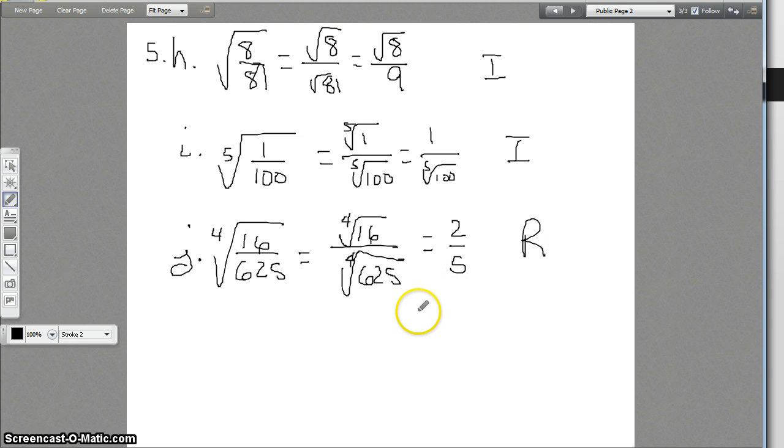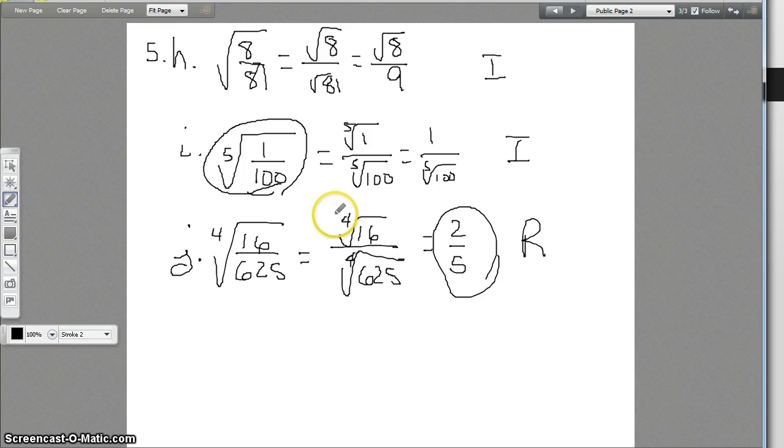So for number 5, which is just like number 12 that I assigned as homework, for each problem you have to determine whether the answer is going to be rational or irrational. If it is rational, you have to find that rational answer. You can't just write rational. You have to find what that rational answer is. If it is irrational, we could stop all the way back here and just say irrational. You don't have to do anything more if it's irrational.